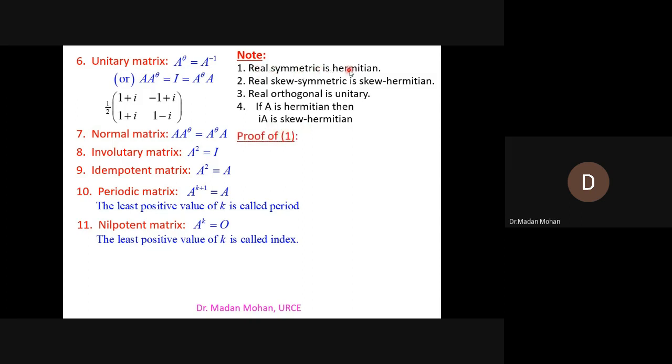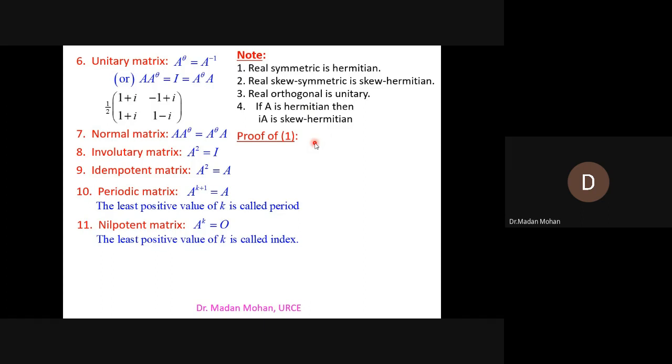Why is real symmetric Hermitian? I am taking a matrix that is a real matrix and also a symmetric matrix, and I have to show that it is Hermitian. When do you say a matrix is real? Any one of you please? When do you say a matrix is real, Yogi? Yes, sir. Diagonal elements are real? A bar equals A. Very good. The equation is A bar equals A.